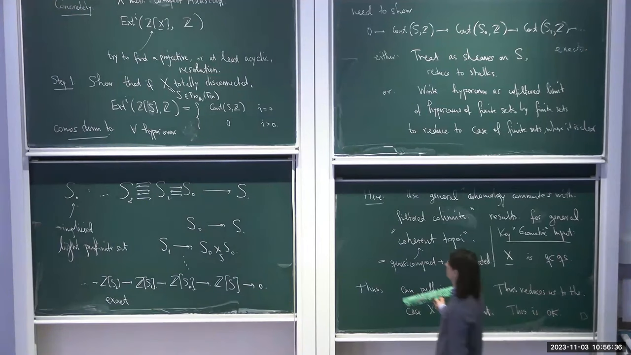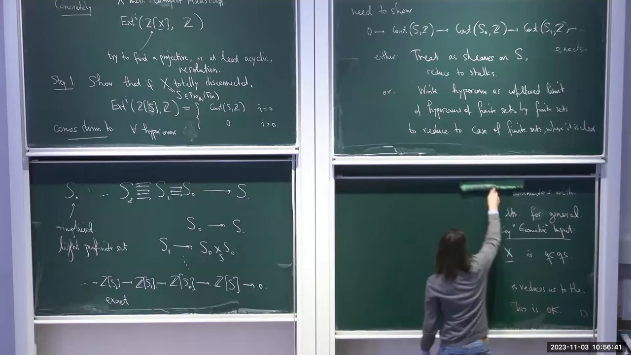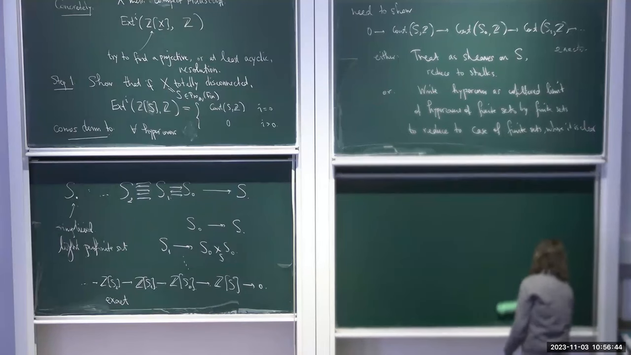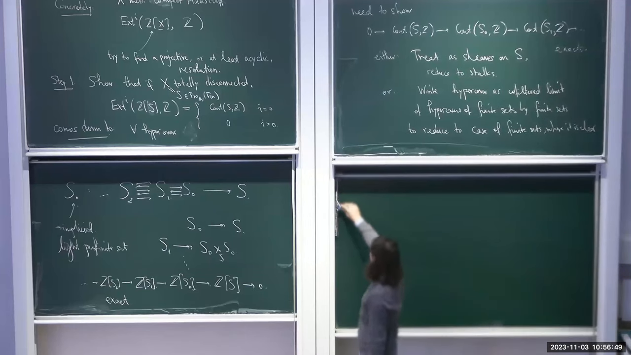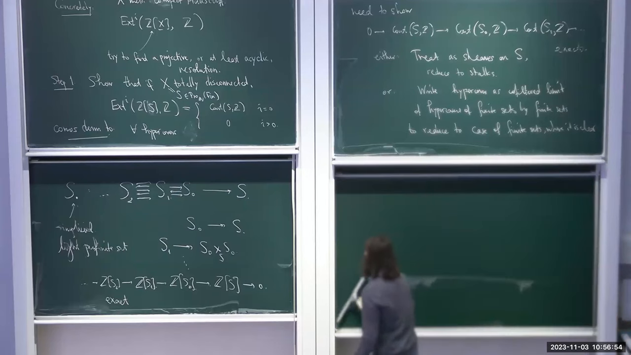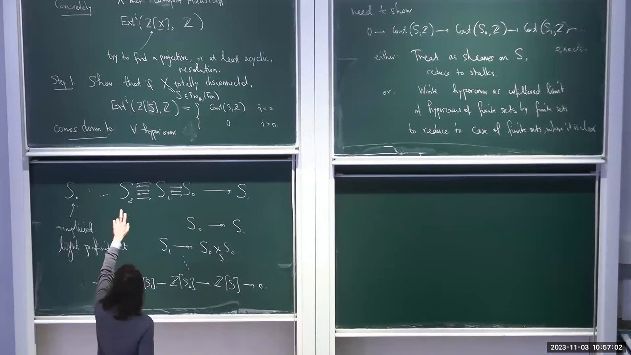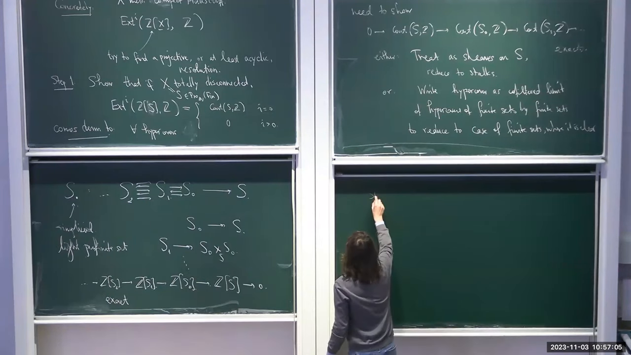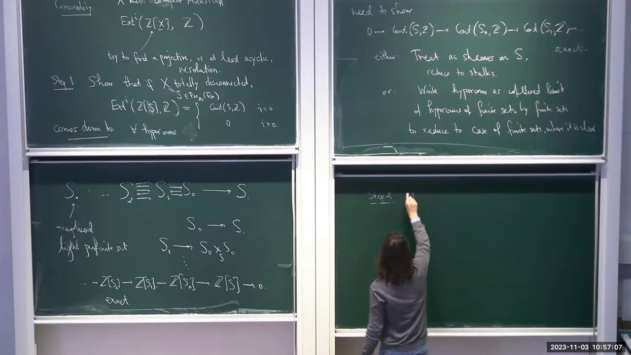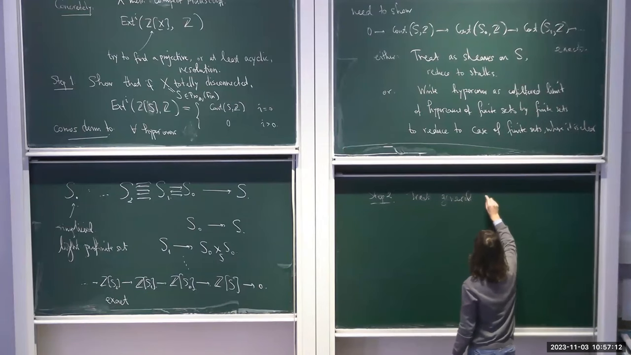Okay, so that's the first step. If you try to do this more concretely, but maybe also the less interesting step, because we're still just treating these totally disconnected spaces. And now, step two is to somehow treat general compact Hausdorff X.